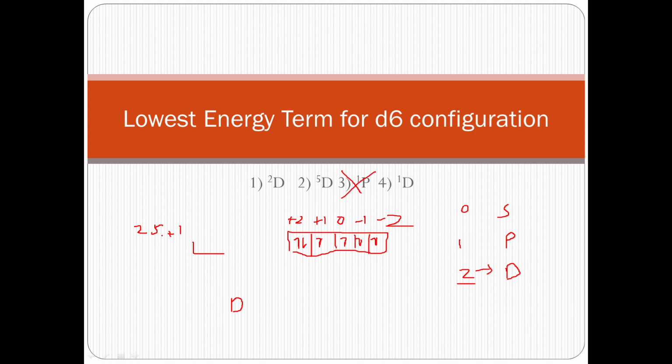And so S is the total spin of the electrons. Now if you see over here, these two are paired, so their spin will cancel out, and we have 4 unpaired electrons, right? So spin will be half into 4. Half is the spin of one electron, and there are 4 unpaired electrons, so half into 4 is equal to 2. So 2 into 2 plus 1 is equal to 5. So our term equivalent to D6 configuration of lowest energy is 5D. So the correct option is option number 2, 5D. See, it was very simple to solve, right?